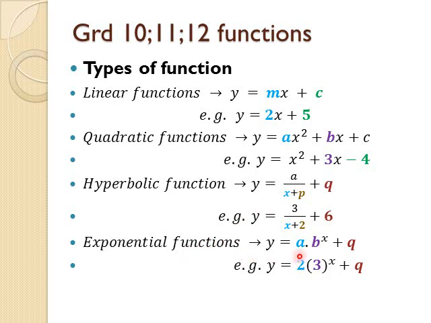Exponential function, y equals a times b to the power (x plus p) plus q. a, together with b, will decide the shape of the graph. q is the asymptote, in this case a horizontal asymptote. So those are your basic types of functions you've done already.